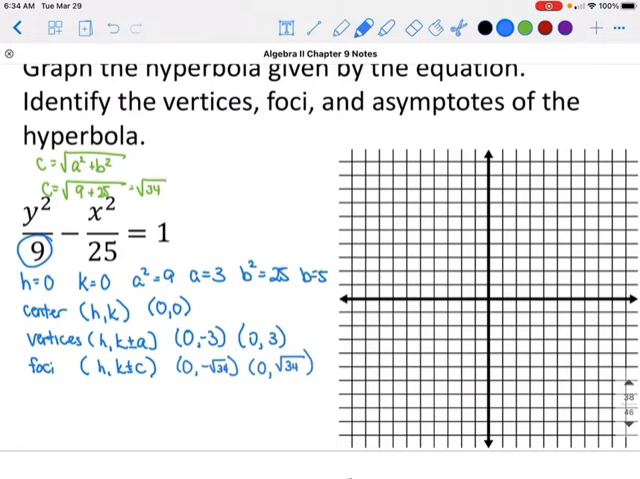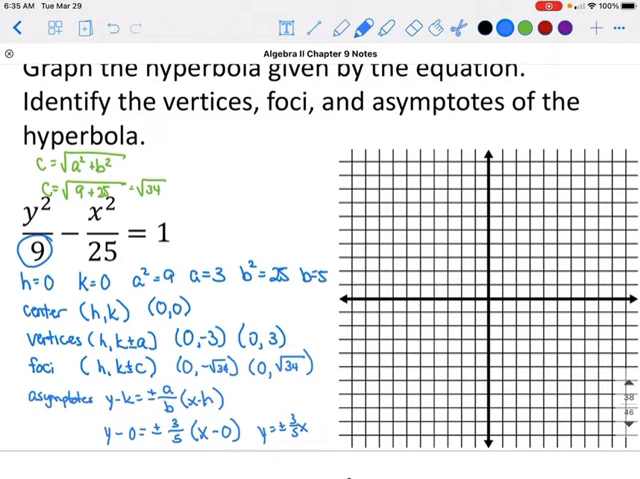Then we're going to find our asymptotes. Because this is y squared, our asymptotes are going to be in the form of y minus k is equal to plus or minus a over b times x minus h. So if we plug in the information that we know, we have y minus 0 is equal to plus or minus a over b times x minus h. Or, because these are zeros, we can write the asymptote as y is equal to plus or minus 3/5 x.